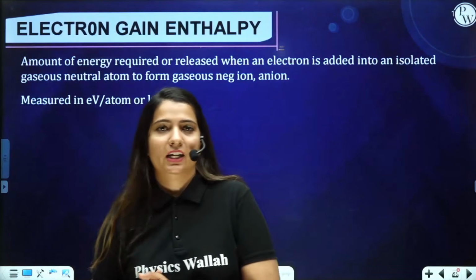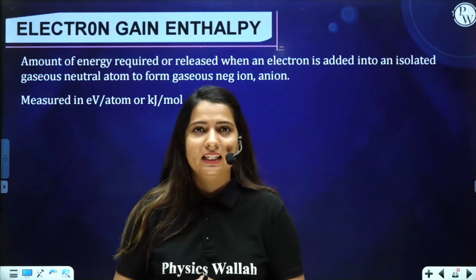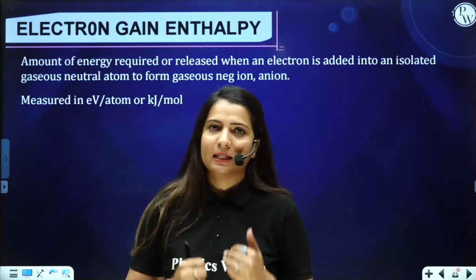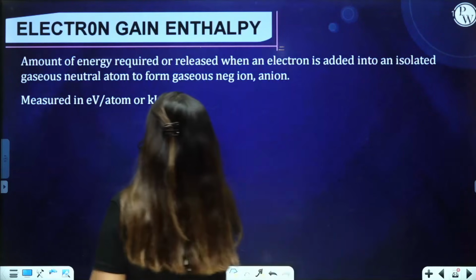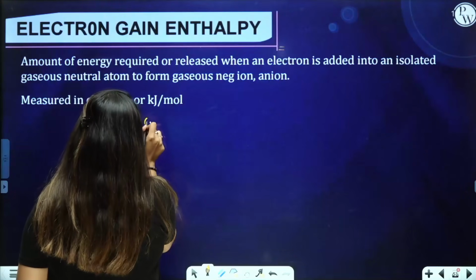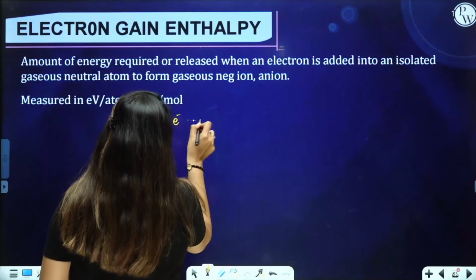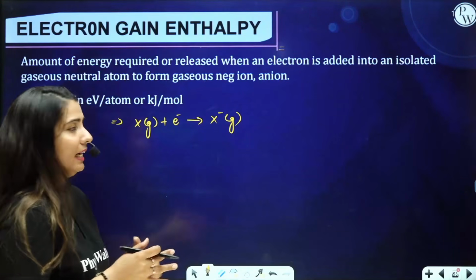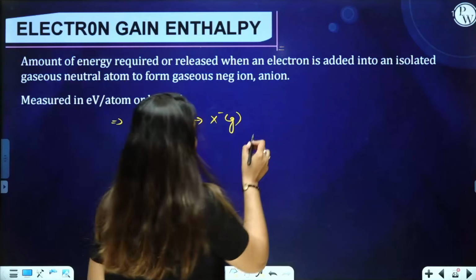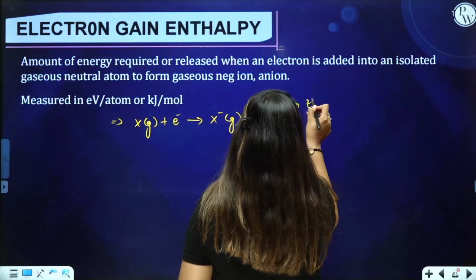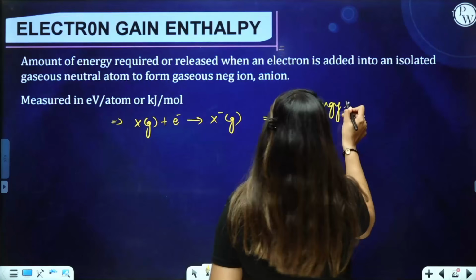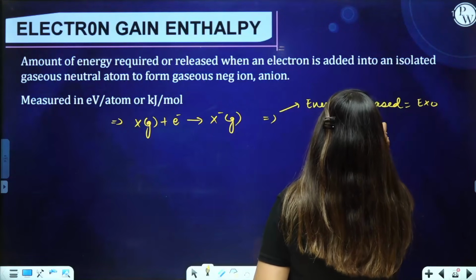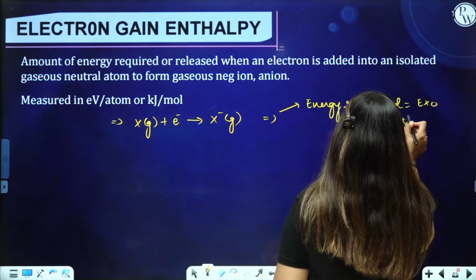Now we are moving towards the electron gain enthalpy. What do you understand by electron gain enthalpy? The energy required or the energy released when an atom accepts an electron, right? Let's say a normal gaseous atom X accepts an electron, it forms X negative gaseous. There can be a case that energy is released. That process will be exothermic. So I will call my electron gain enthalpy negative.